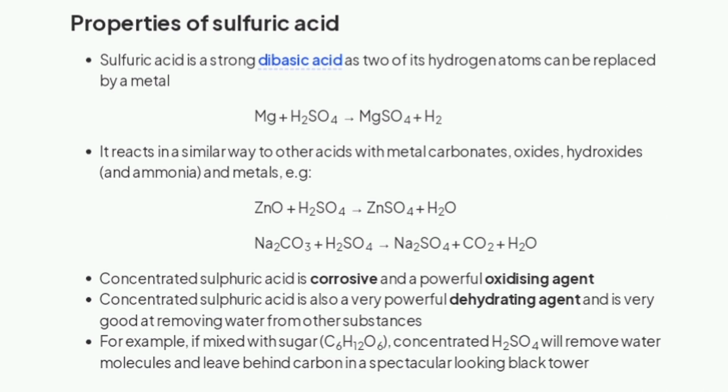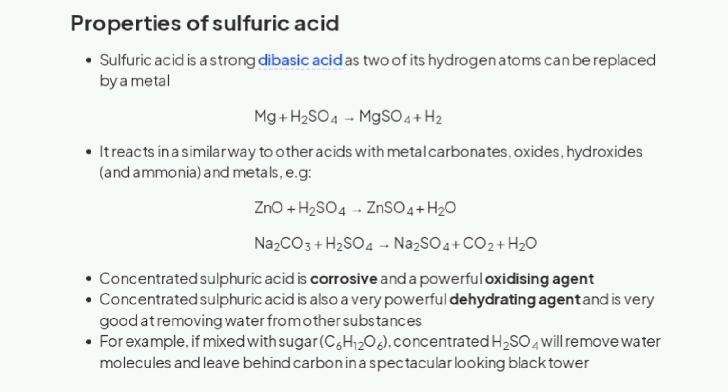So here are a few properties of sulfuric acid. Sulfuric acid is a strong dibasic acid as two of its hydrogen atoms can be replaced by a metal, such as when magnesium reacts with sulfuric acid, it will produce magnesium sulfate and hydrogen gas in the products. It reacts in a similar way to other acids with metal carbonates, oxides, hydroxides, ammonia and metals.